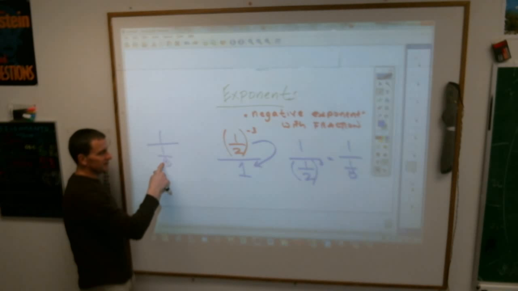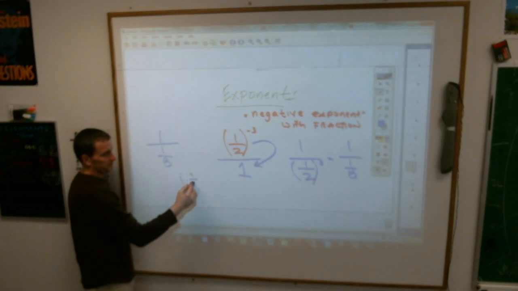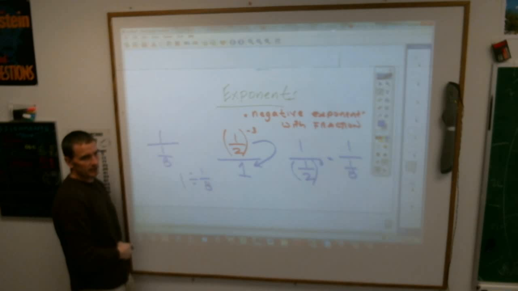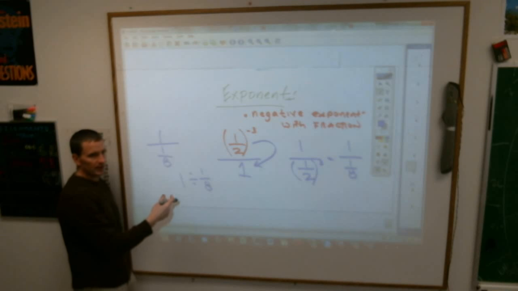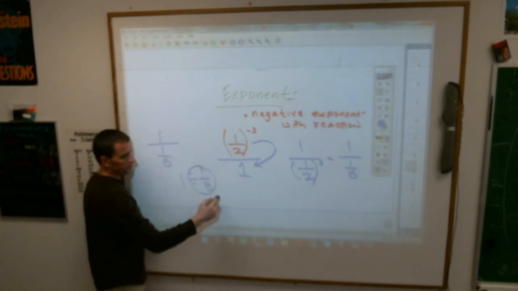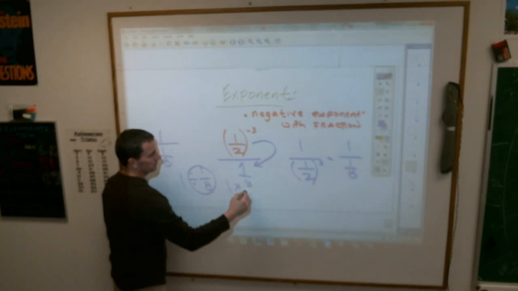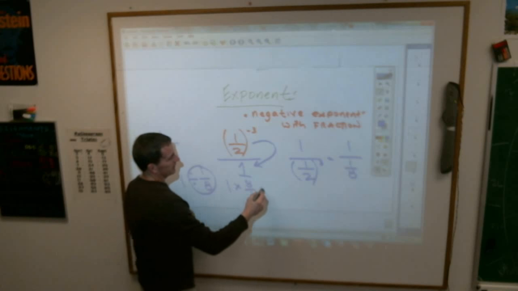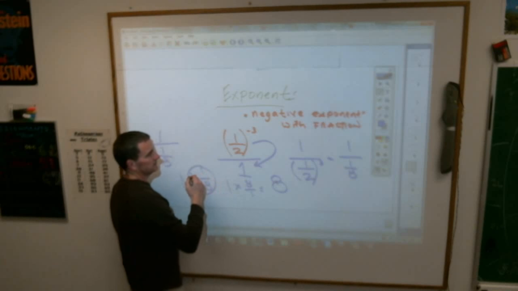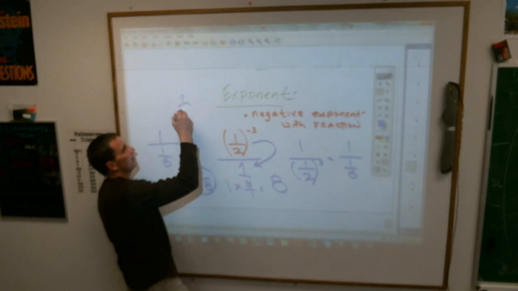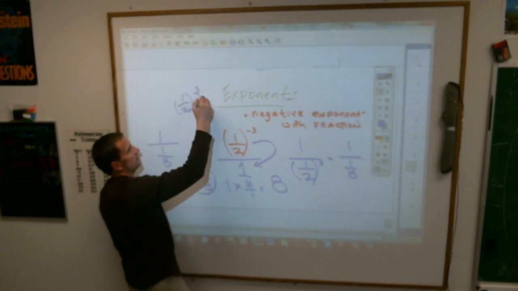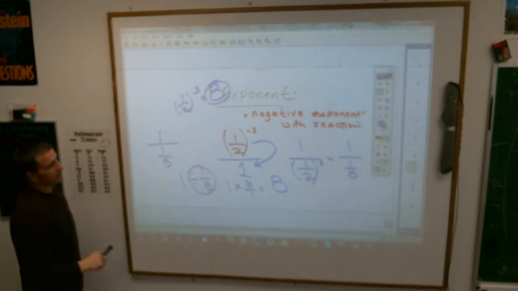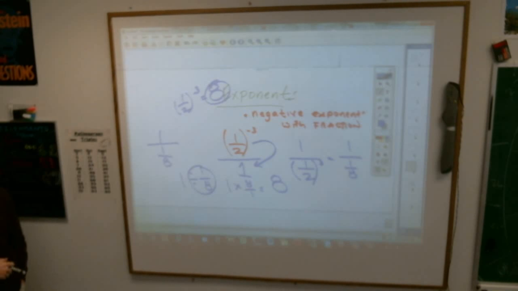This is 1 divided by 1/8. And I'll bet you probably can do that problem. 1 divided by 1/8 is, well, how do you divide by a fraction? You flip and multiply. It's 1 times 8 over 1. And what is 1 times 8 over 1? I know it's hard. 8. So believe it or not, 1/2 to the negative third power is 8. Who would have thunk such a thing?